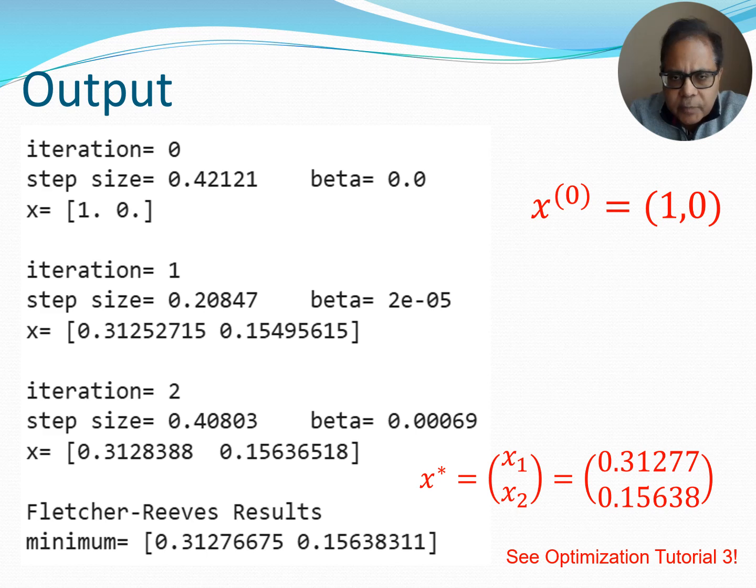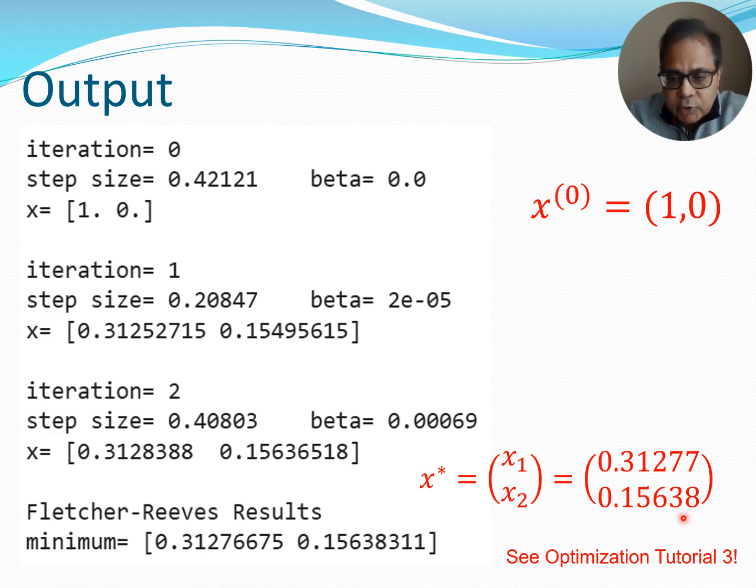Let's run the code. So I run it at x0 is 10, so that's the starting point. You see I get the starting point here. So it has calculated a step size of 0.42. First round beta is 0. Then I have one more point here, step size is given here, and so on. Beta values are given here. And then very quickly I have converged to the Fletcher Reeves output, which is very close or almost same as the one I got from closed form solution.